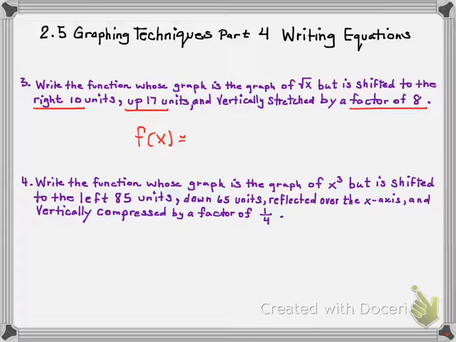F of x equals, and then that factor of 8 means it's coming right out front. Remember that? We're going to be multiplying this whole thing by 8. And since we're talking about the square root of x, I'm going to get that going here. And since there's a move to the right 10 units, that is affecting the x coordinates. And so we're going to subtract 10 from x, since we're moving to the right 10.